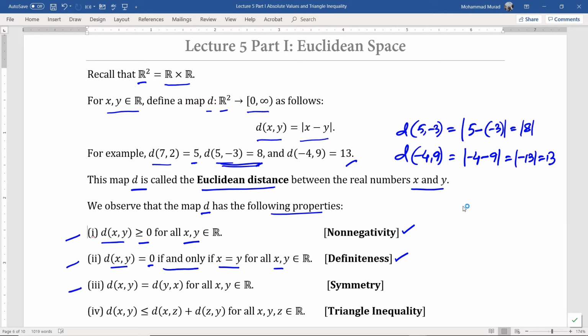Property 3. D of x comma y is equal to D of y comma x for all real numbers x and y. This property is called the symmetry property. Property 4. D of x comma y is smaller or equal to D of x comma z plus D of z comma y for all real numbers x, y, and z. This is called the triangle inequality.